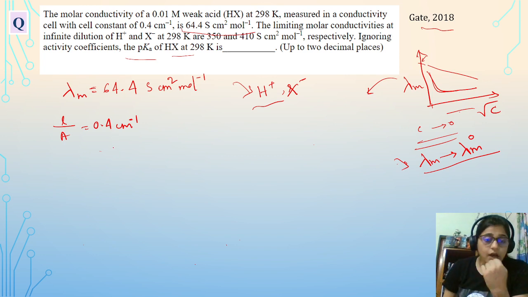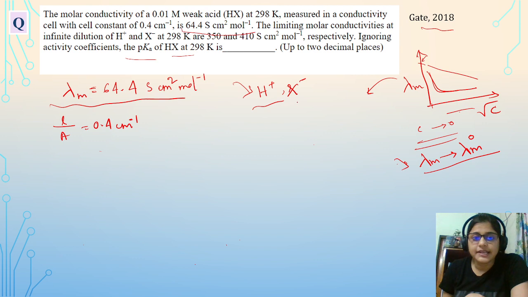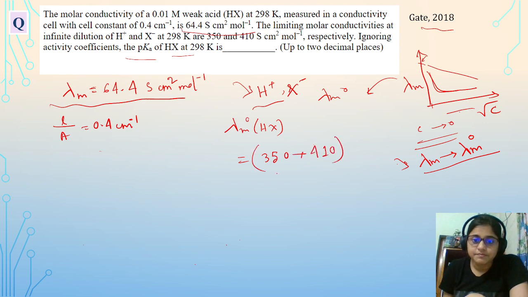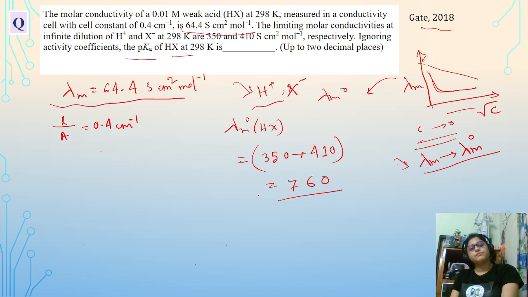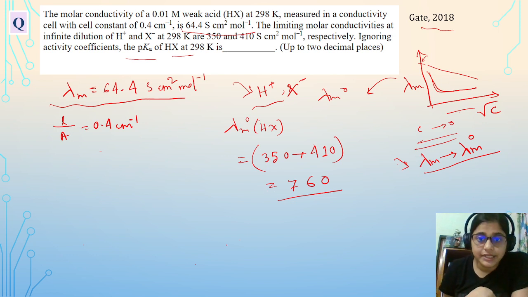So now what can we get? The lambda m0 values of H plus and X minus are given. So lambda m0 of HX will be 350 plus the value given for the other ion, and this will be 0.67. This is the lambda m0 value. Now, ignoring the activity coefficient, what we need is the pK of HX.